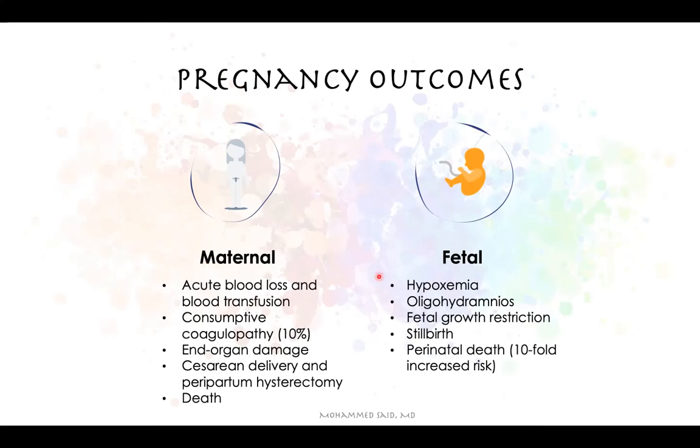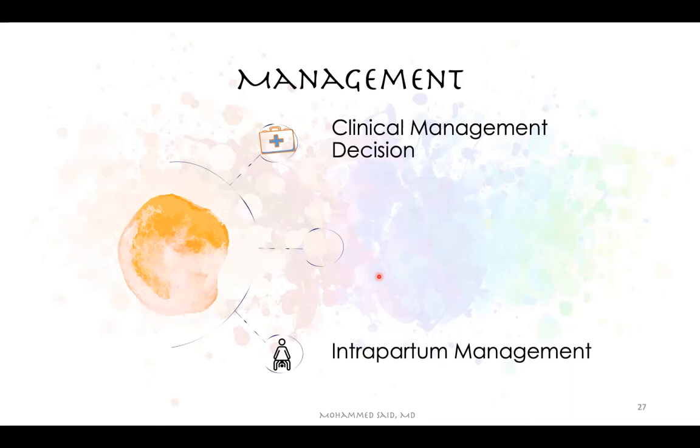For the baby, it's the same. Hypoxemia, acidemia, oligohydramnios, as we mentioned, with the chronic abruption, fetal growth restriction, stillbirth, and the perinatal death is raised tenfold. Now, the most important part. So, how do we manage patients with placental abruption? So, actually, nobody can tell you how to manage because it's a clinical judgment. You have to use your judgment.